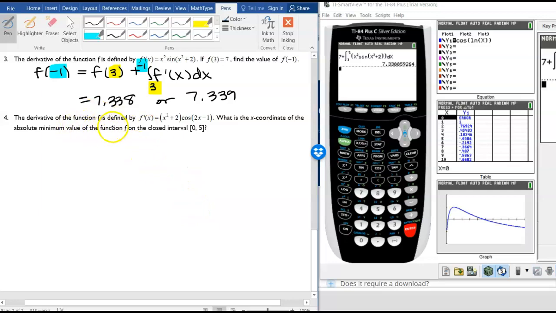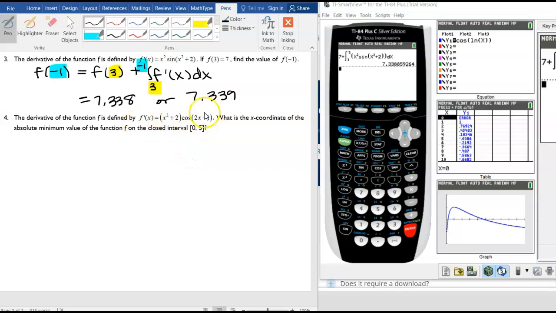In number 4, we have a function where f prime is x squared plus 2 times cosine of 2x minus 1. It asks us for the x-coordinate of the absolute minimum value of the function f on the closed interval 0 to 5. So we are going to be using EVT here. And so remember, that means we need to know our endpoints. We have those given from 0 to 5, and our critical points.